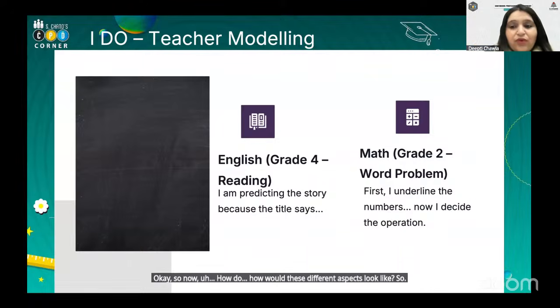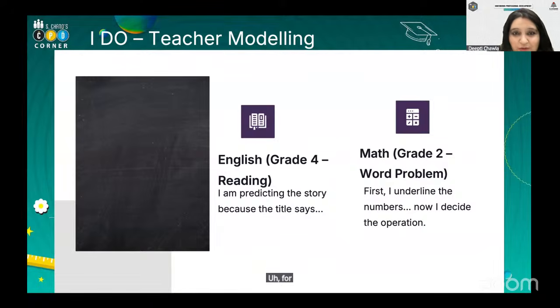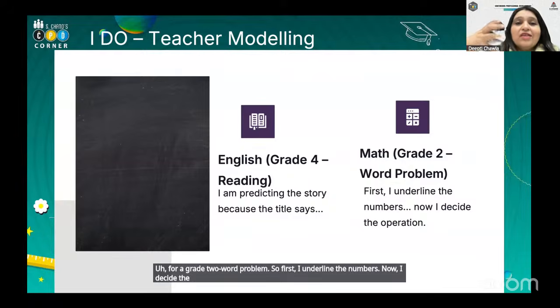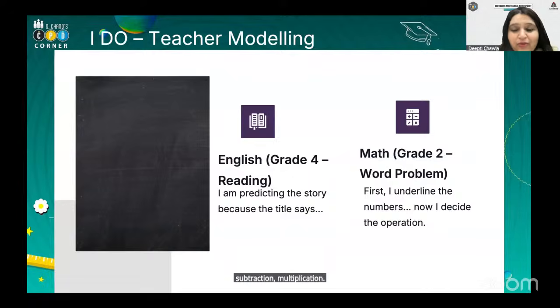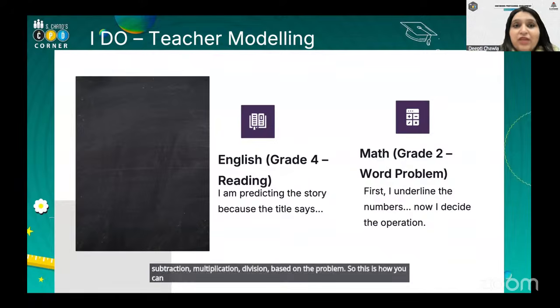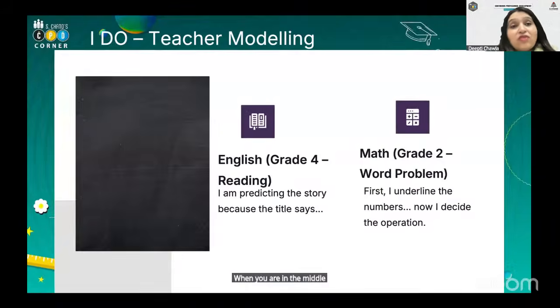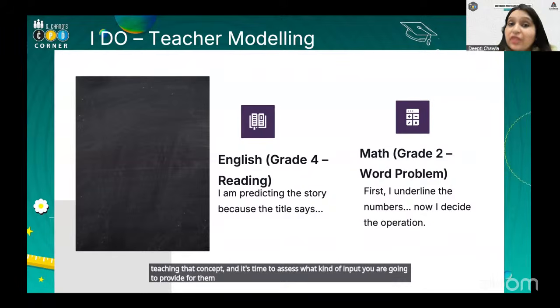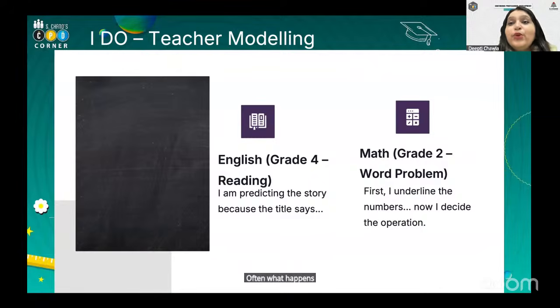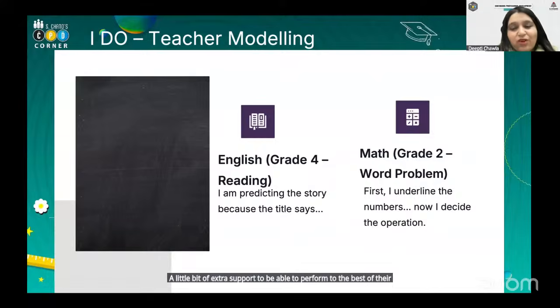Okay, so now, how would these different aspects look? When you are doing, for example, a grade 2 word problem, first I underline the numbers. Now I decide the operation, whether it is subtraction, multiplication, division, based on the problem. So this is how you can start explaining. Okay, so when you are introducing the concept, when you are in the middle of that concept, once you've stopped teaching that concept, and it's time to assess, what kind of input are you going to provide for them to be able to perform their best? Often what happens is children know, but they need that little bit of extra support to be able to perform to the best of their abilities. That's where scaffolding comes in.